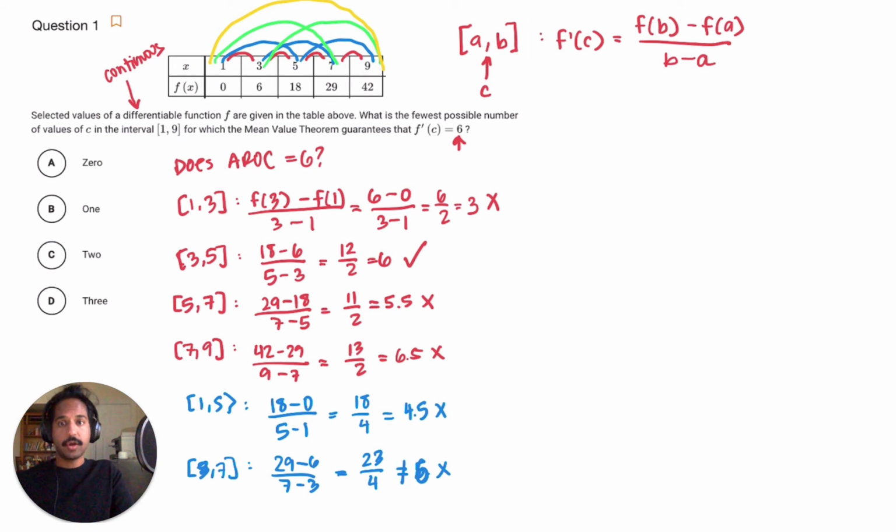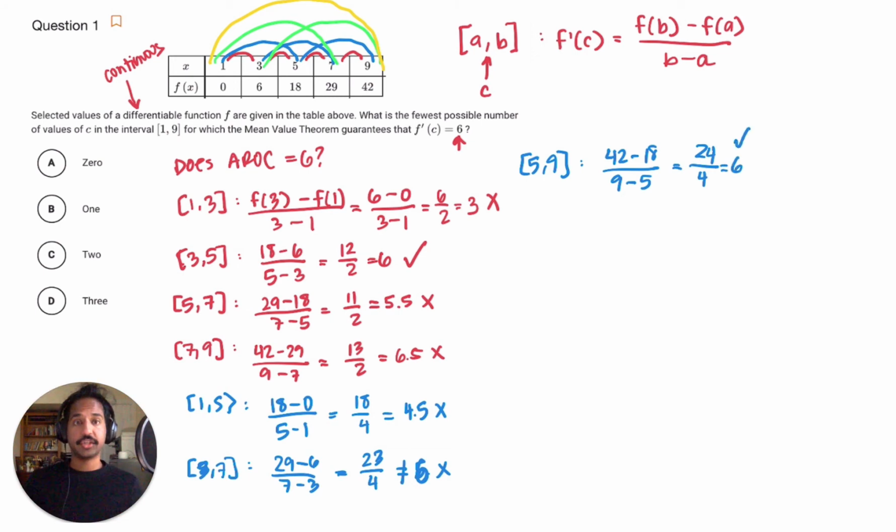Now let's check the next one, the next blue I see is 5 to 9. So that's 42 minus 18 over 9 minus 5 over 4. 42 minus 18 is 24. So 24 over 4 is 6. This one works. And so now I see two intervals that have worked so far.